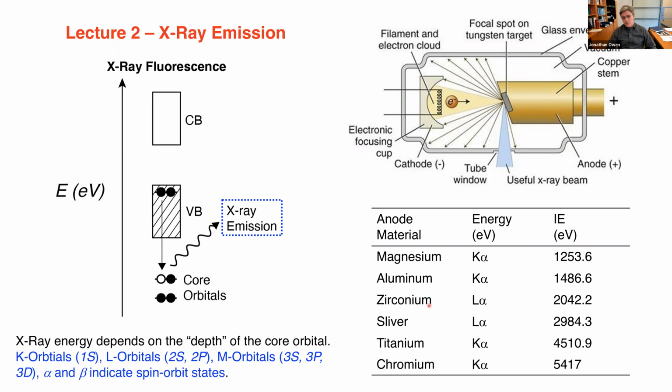So magnesium, aluminum, zirconium, silver, etc., they have K alpha or L alpha radiation of these various energies. It's a well-defined energy, and that's a standard way of generating X-rays in a lab. If you want to make a laboratory source, the single crystal diffractometer has a copper K alpha radiation source and an aluminum source, I think. I don't remember what the other source is, but those are standard X-ray tubes.